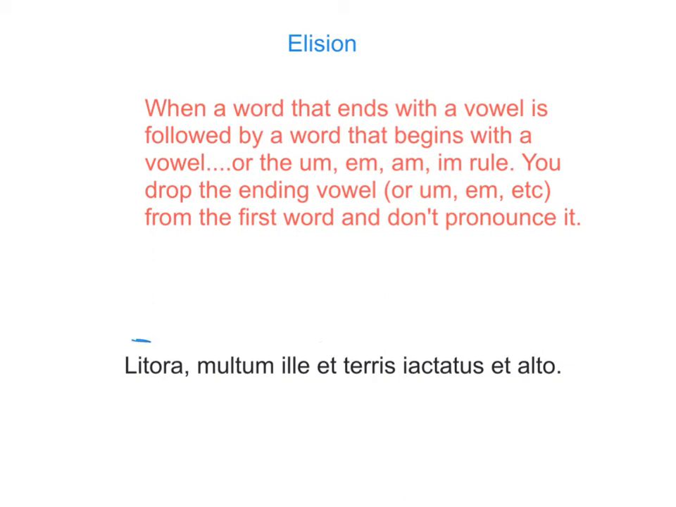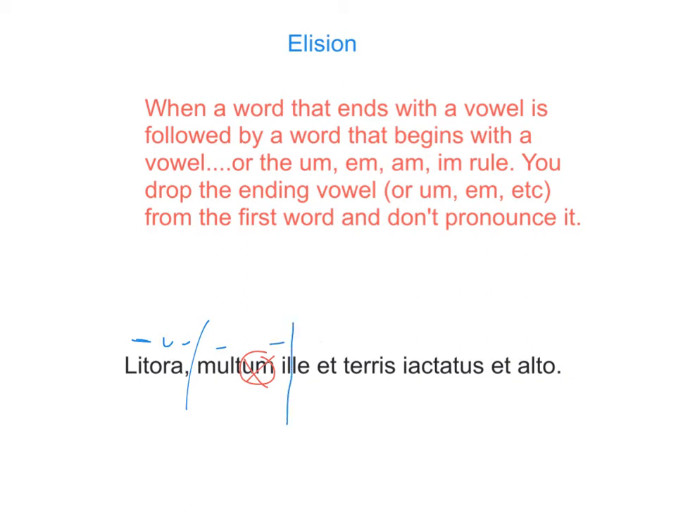So we have litora multum, and then here we have this UM. Here, I'll do it in red so you can see it. The UM, and there's an I as the first vowel of the next word. Therefore, this UM doesn't get counted. You actually just pretend it's not there, and you act like the next vowel is the I on ille. And it has 2 L's after it, so it's long.